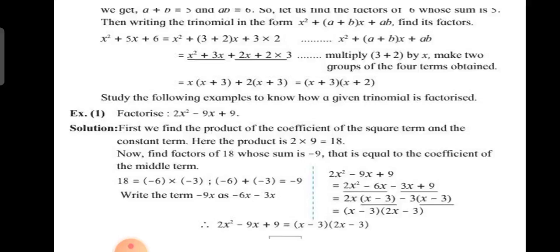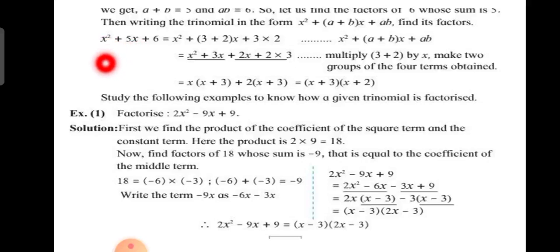Let us go through those examples. The first example given is x square plus 5x plus 6. We will find out the factors of 6. The factors of 6 are 3 twos are 6, and 3 plus 2 is also equal to 5. So you have to factorize the last term in such a way that the sum or difference of its factors is equal to the middle term.